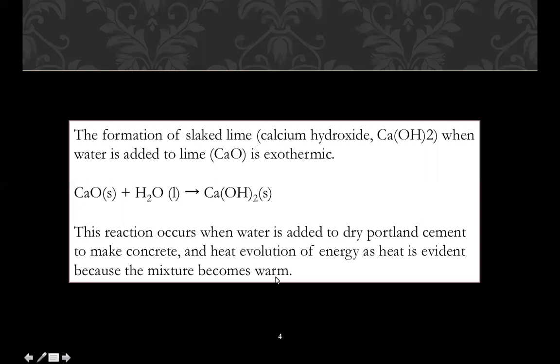I'm on page number 71. We are studying about exothermic reactions. Kindly open your page number 71, everyone.